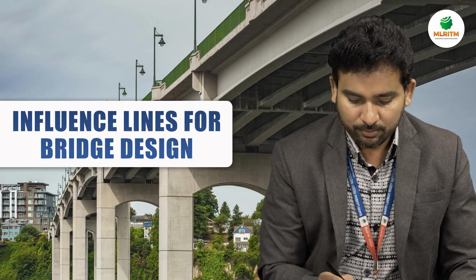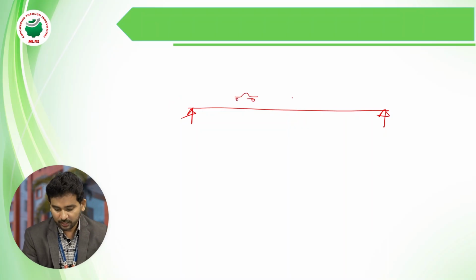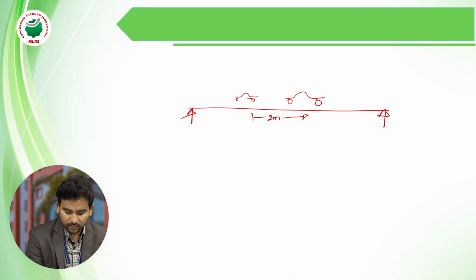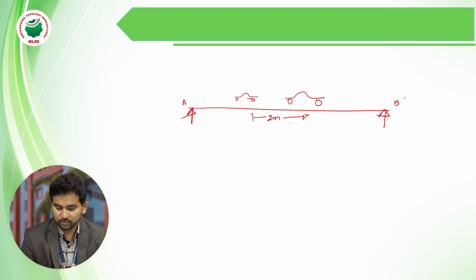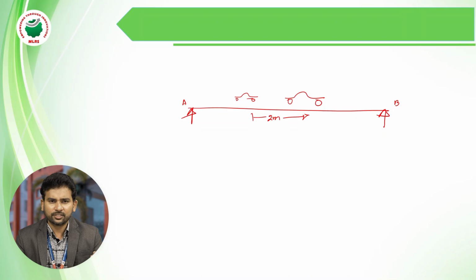For example, there is a bridge having two supports, and two cars are traveling. One car is like this, and there is another car spaced 2 meters apart. When the two cars cross support A and travel to support B, there is a variation of reaction, shear force and bending moment at different locations.